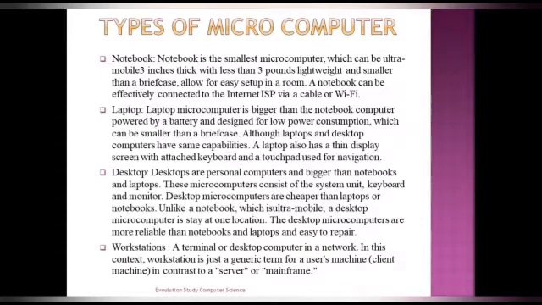Desktop. Desktops are personal computers and bigger than notebooks and laptops. These microcomputers consist of the system unit, keyboard and monitor. Desktop microcomputers are cheaper than the laptops or the notebooks. Unlike a notebook, which is ultra mobile, a desktop microcomputer stays at one location. The desktop microcomputers are more reliable than notebooks and the laptops, and they are also easy to repair.